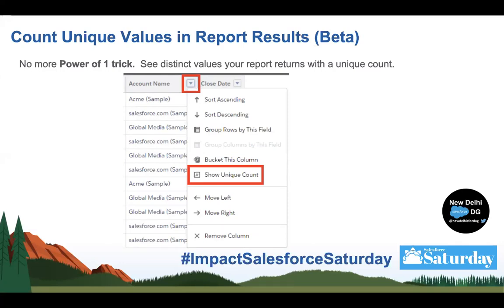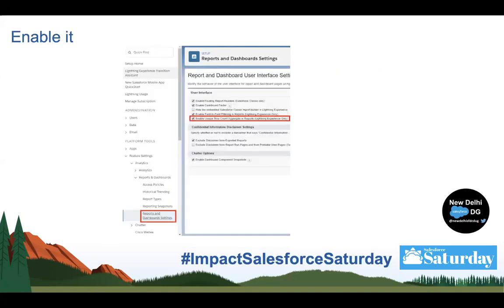Let's say you want to see the number of unique customers closed on a particular date. You would not be able to get that. You had to create a formula and do some formula sum on your reports to do that. Now you can get the unique count of customers. There are many use cases for this, but it's a very useful one. And how do you enable it? In your reports and dashboard settings, you will see the option to enable the row count aggregate. Again, it's only for Lightning Experience, so you have to enable this to view that feature.